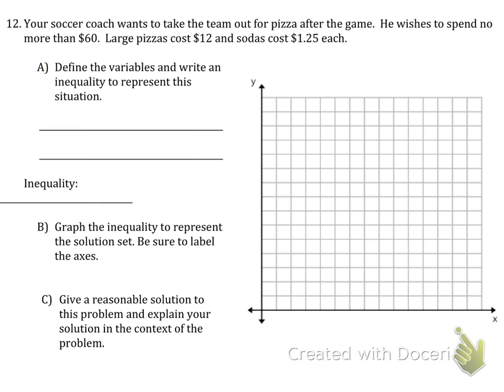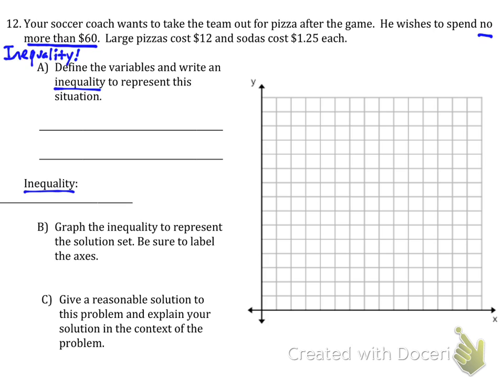All right, let's do one more problem here. Your soccer coach wants to take the team out for pizza after the game. He wishes to spend no more than $60. Large pizzas cost $12 and sodas cost $1.25 each. There's an important word here. I said no more than 60. The no more tells me that this is an inequality. Now, you could also know that because I wrote the word inequality there and down there and even down there.